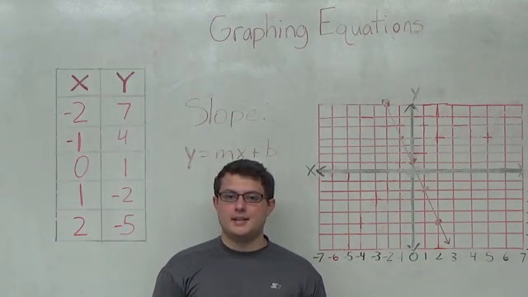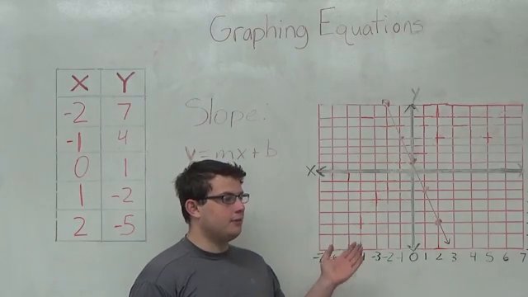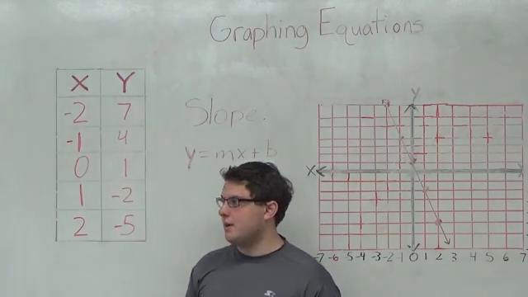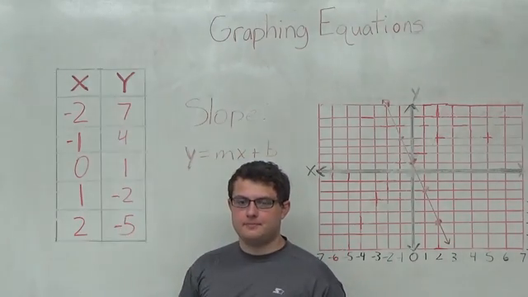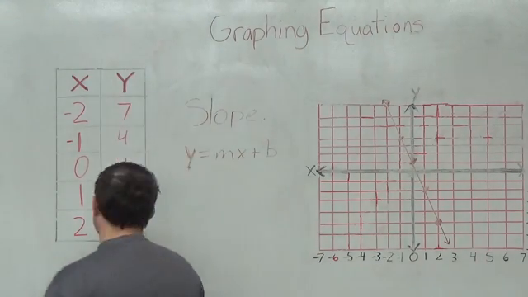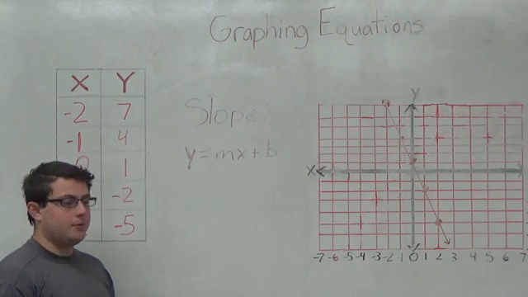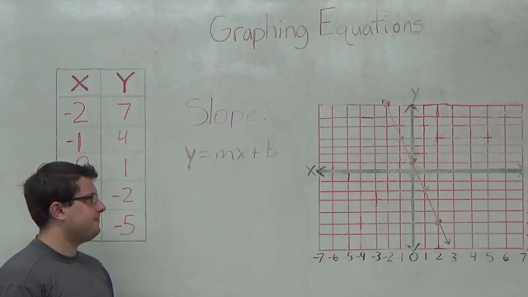Hello everyone. In today's video, I'm going to cover how to find the equation of a line given a graphical representation of the line, as well as some data points in a table. So the first thing I'm going to go over is the actual equation for a line, which is y equals mx plus b. And we'll go through each variable in that equation as well.